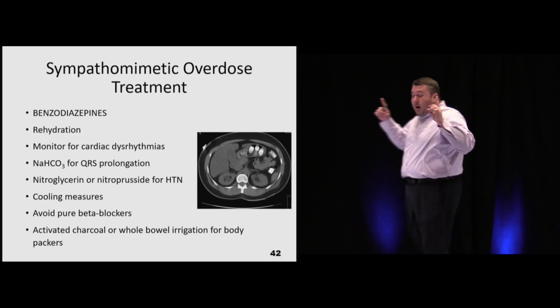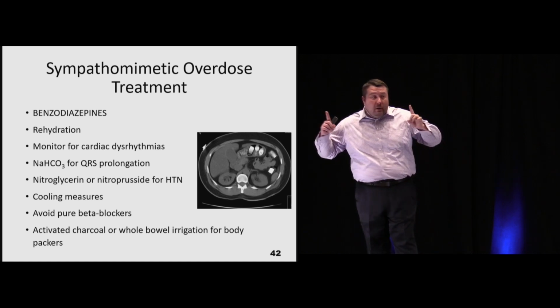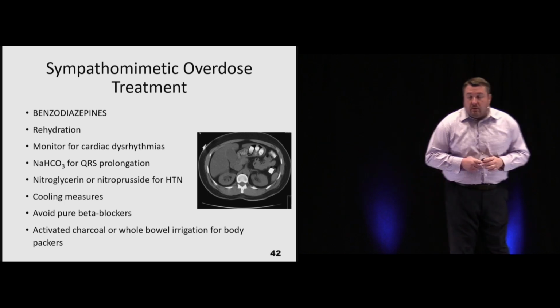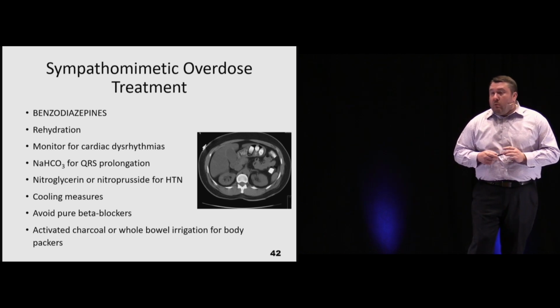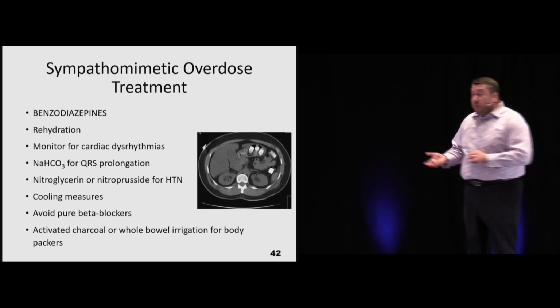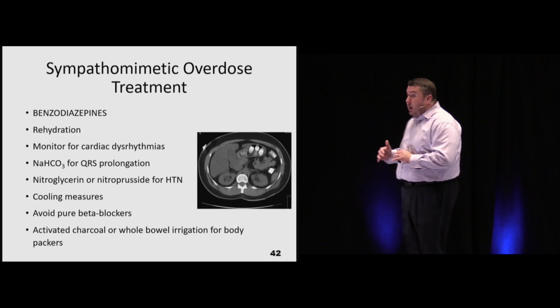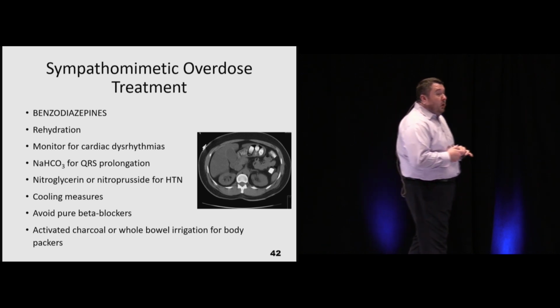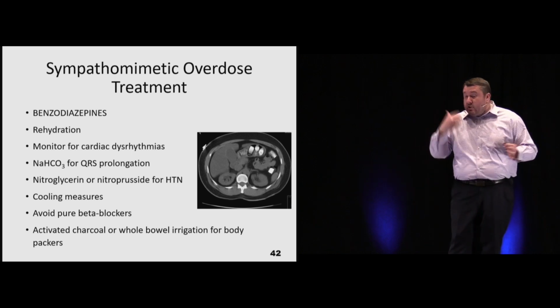If you see that wide QRS, they need bicarb because they've got a sodium channel blockade. If benzos aren't working, we may go to nitro or nitroprusside for the hypertension. If we need to go to a beta blocker, we'll use labetalol or something that's going to have alpha-beta properties. Charcoal works well if given early, if it's an ingestion.